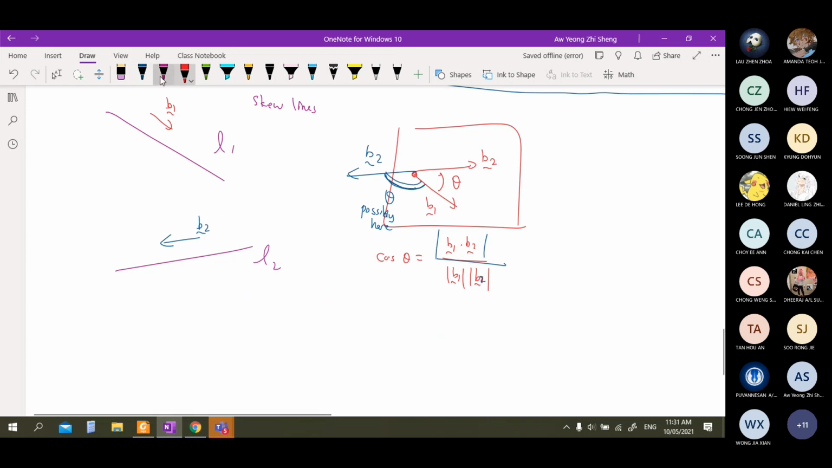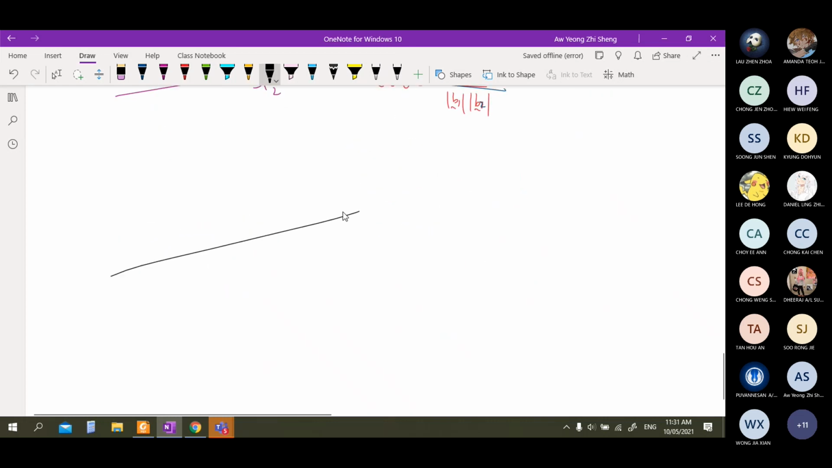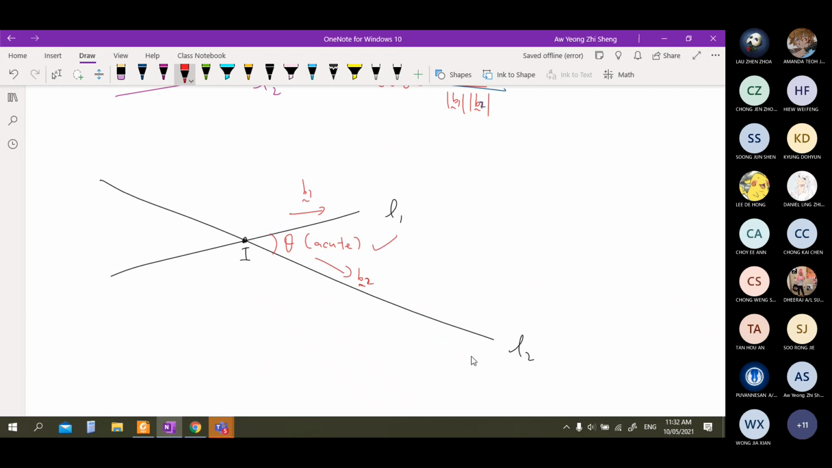Okay. Now, for the case of two intersecting lines, it's even easier to understand. Let's consider these two intersecting lines. They intersect at point I, let's say, L1 and L2. So my B1 could be pointing here, my B2 could be pointing here. If B1 and B2 point this way, as shown on the screen, then the angle between B1 and B2 will conveniently be the acute angle that you want to find.